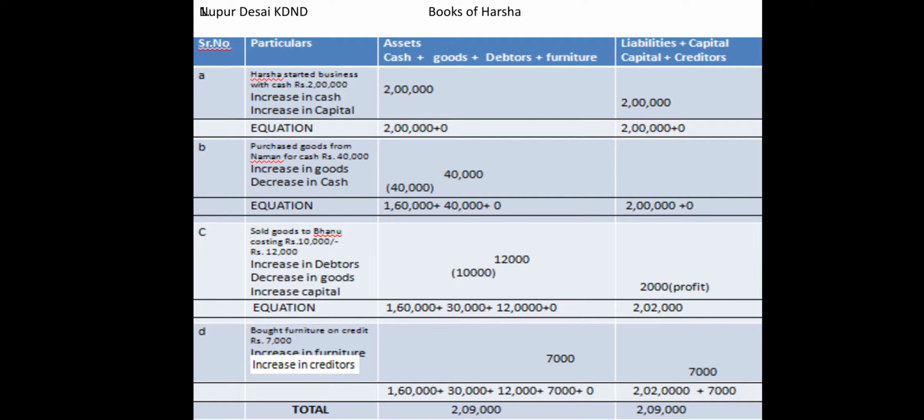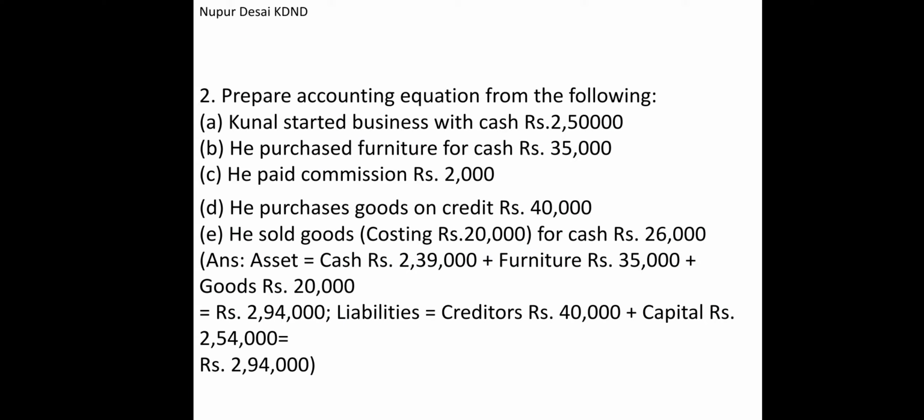So your sum number 1 has been over. Now we will be switching to sum number 2. So here, sum number 2, by reading the sum first, you always have to read the sum. Prepare accounting equation from the following.